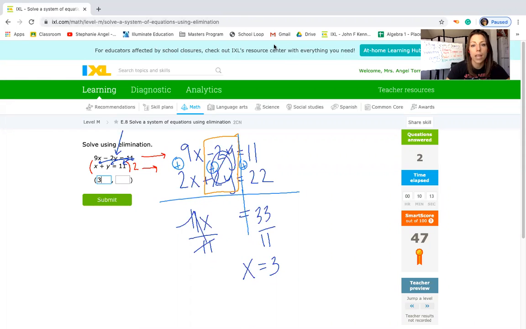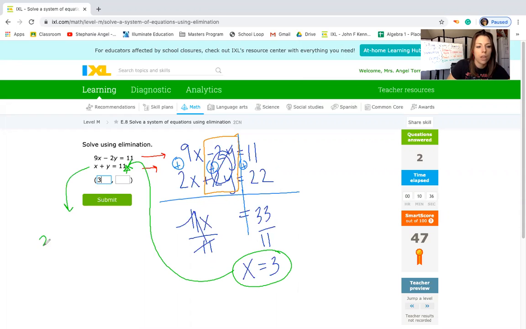Now, when you are substituting back in, always use your original equations. Unless you are 100% positive that you did the math correctly, you want to avoid using any type of equation that you created. So I'm going to take x equals 3 and substitute it into the second equation because it's less messy.